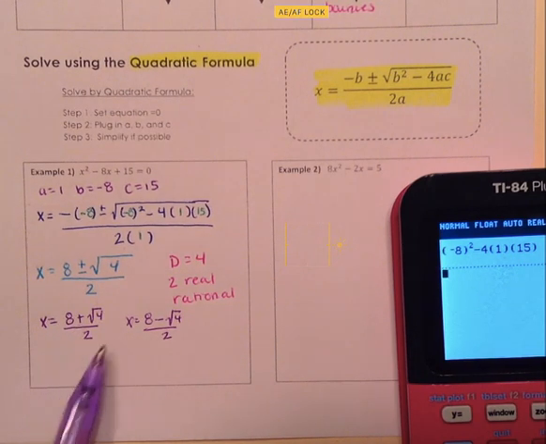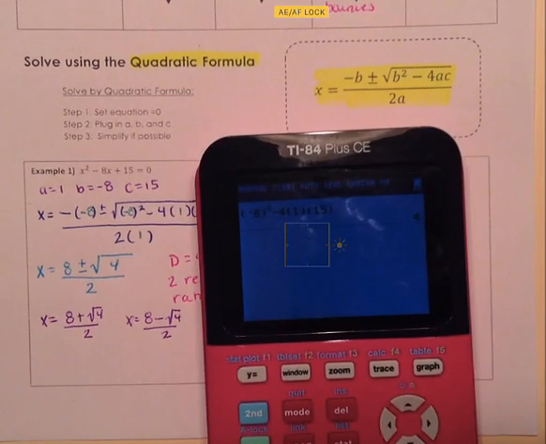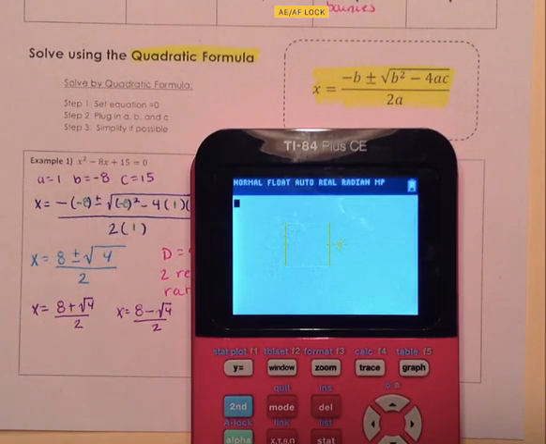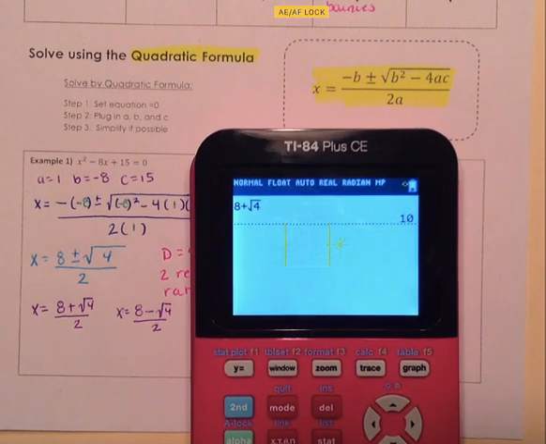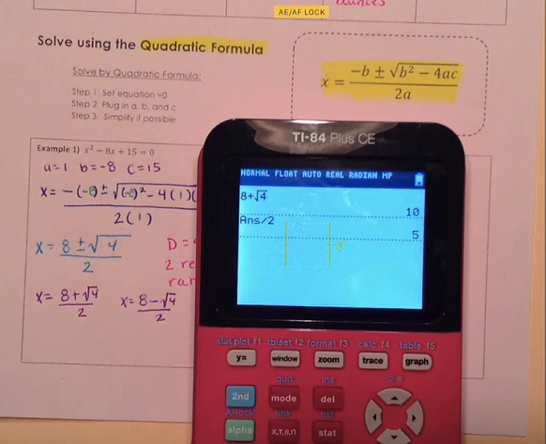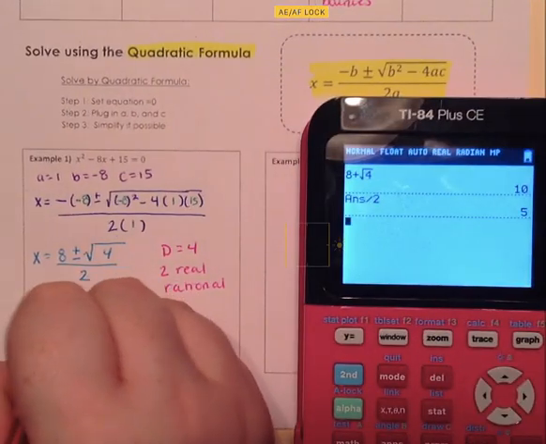So what we're going to do is plug this into our calculator and solve. We're going to simplify it. So in my calculator, I'm going to put the numerator in first. I'm going to put 8 plus the square root of 4 and then press enter. Then I'm going to divide by 2. That's where that came from. Now my solution, since I divided by 2, is x equals 5.